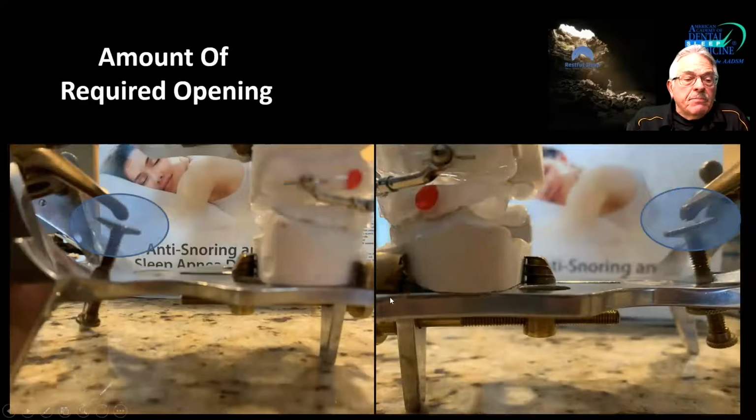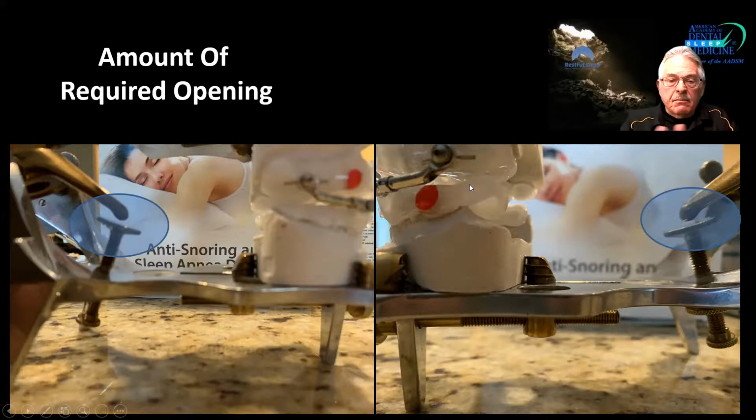So then I get the appliance back from the lab. I remount the models on the articulator with the bite registration. Then I put the appliance on the articulator. This takes about 3 minutes. Okay. So I'm loading a little time into the front, but I'm predicting delivery. So then I look at how much they opened the models up, and it's approximately this much.